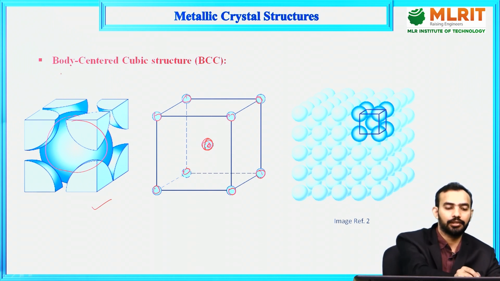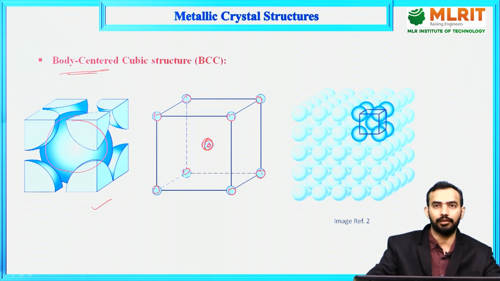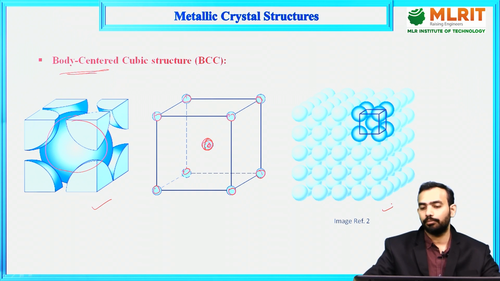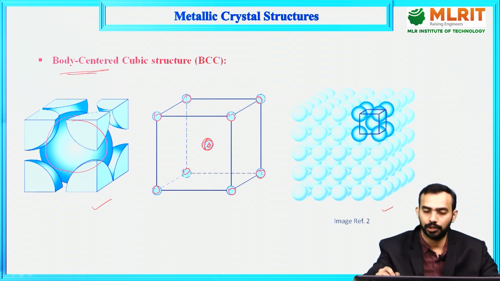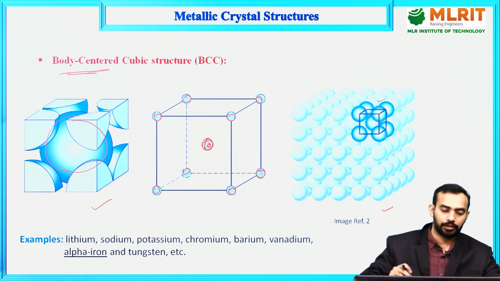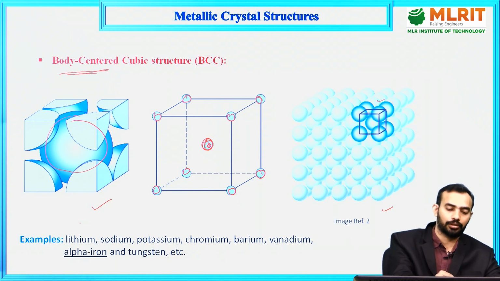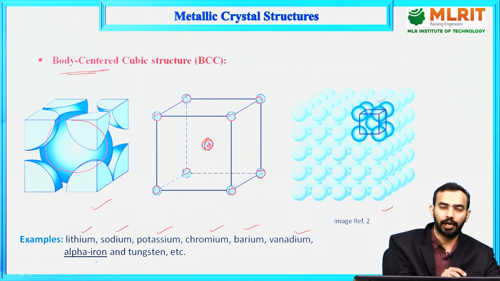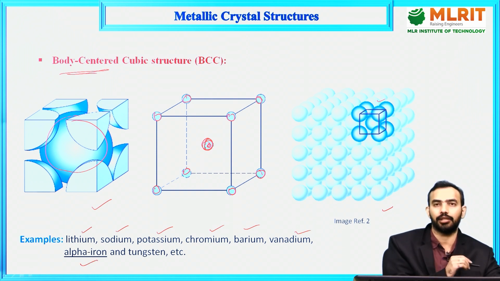So this is body centered. Since this is a body-centered cubic structure, BCC, the three-dimensional illustration is presented here. You can look at this unit cell that we have considered here, right? Examples of metals which possess this BCC structure are lithium, sodium, potassium, chromium, barium, vanadium and alpha iron. Previously gamma iron was in the FCC structure, but alpha iron will be present in the BCC structure.